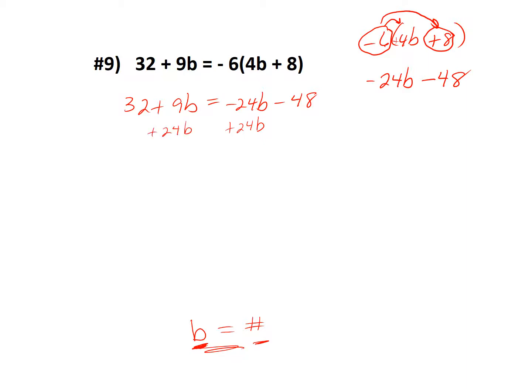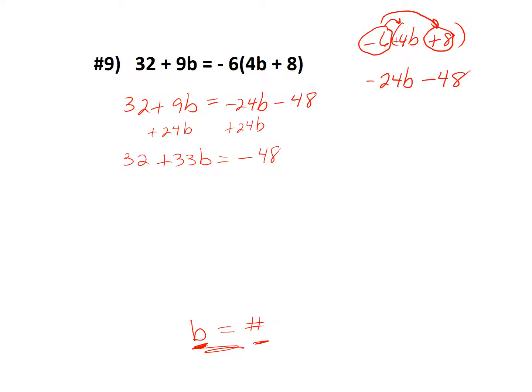All right, now we'll write it again, clean it up a little bit. So the 32, I didn't mess with that. 9b and 24b, what's that, about 33b, equals -24b and positive 24b is going to be 0, so that's gone, which is what I wanted. So I'll keep the -48. All right, so now I've got the variable by itself on the left, no variable on the right.